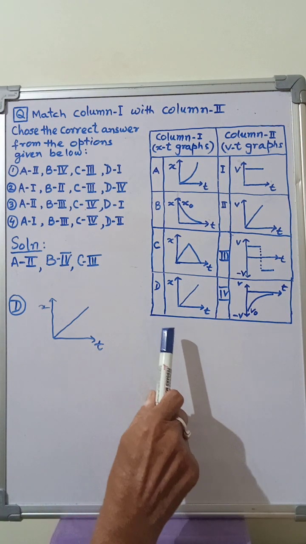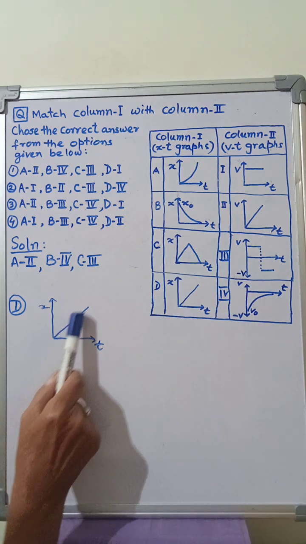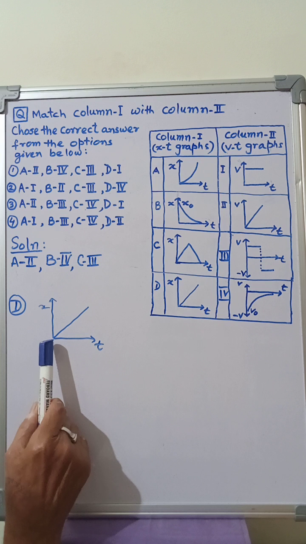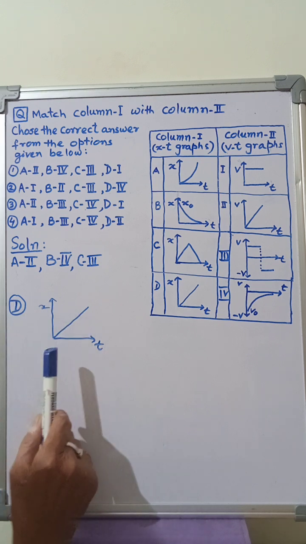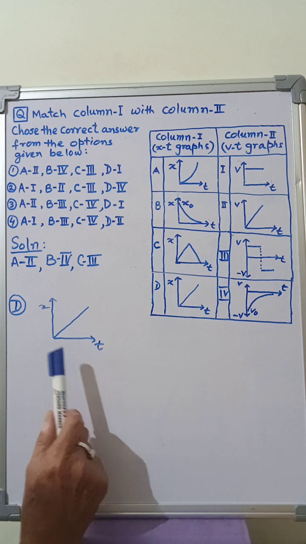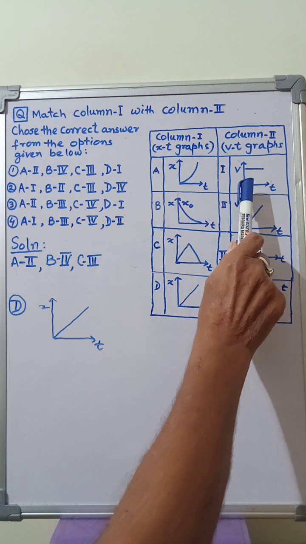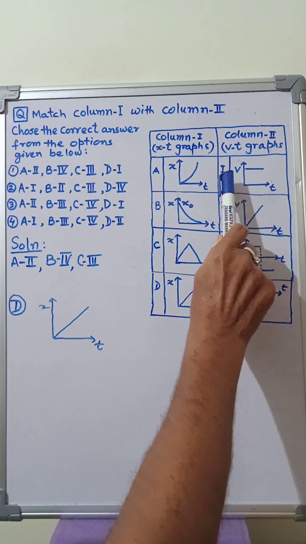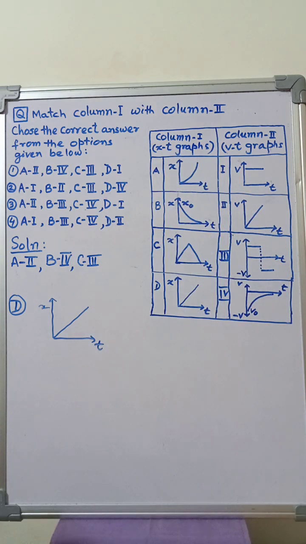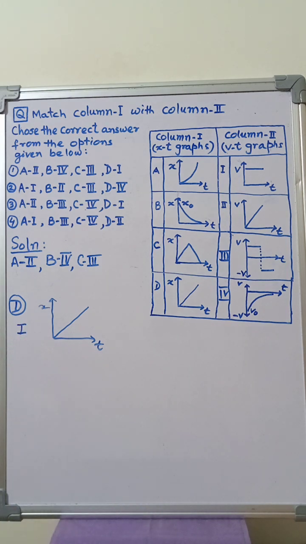The fourth one, the xt graph given in D, is a straight line and the slope is positive. Therefore, we predict that the velocity should be a positive constant, which tallies with the VT graph given in option 1. Therefore, we can safely write that the corresponding VT graph is given in 1.